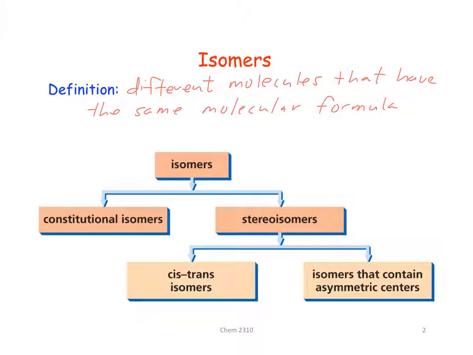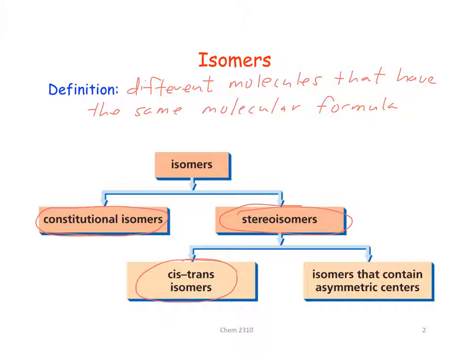Isomers can come in different categories or flavors, and these categories depend upon how those molecules are different from one another. The first type we learned about were constitutional isomers, sometimes called structural isomers, and we'll review them again in just a minute. Another category are the stereoisomers, and so far we've seen examples of this, which are the cis and trans isomers.